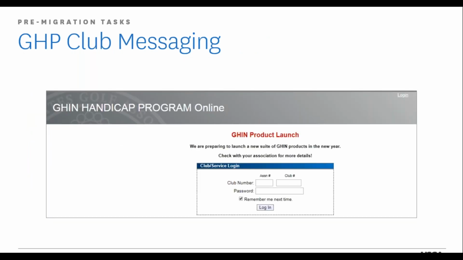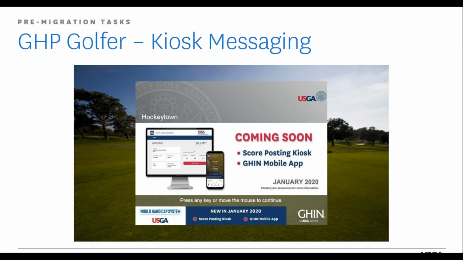So some of the messages that you should see when you go to GHP Club, hopefully this weekend, if you went in to run any reports from the revision on Saturday night, you saw this message on GHP Club. Again, just alerting you that the system will go down on January 1st and it will be inaccessible until we launch the new admin portal on Monday, January 6th. In addition, we've provided these screens for your associations to push down to you at the club level.